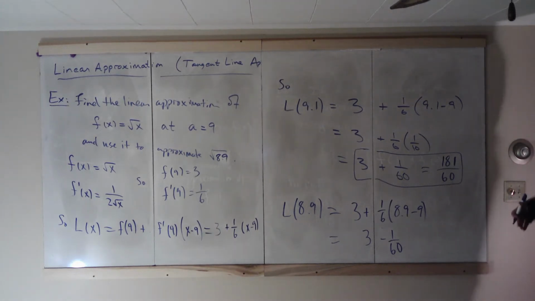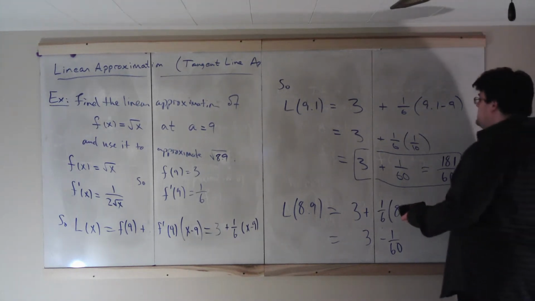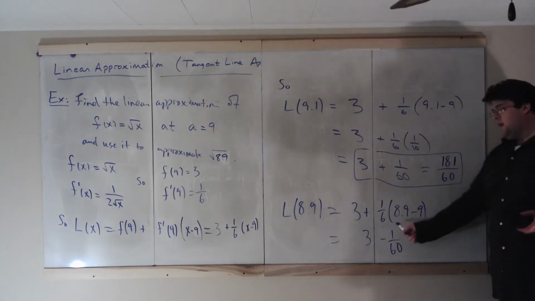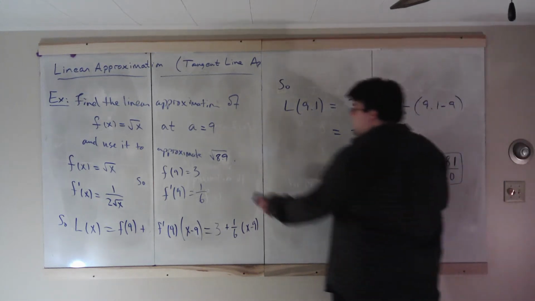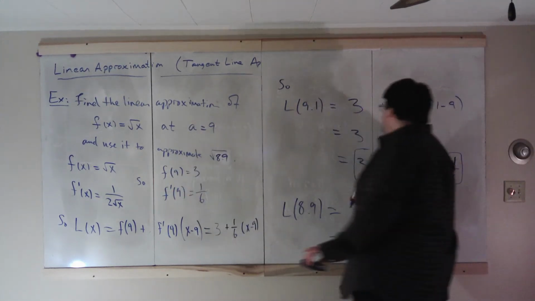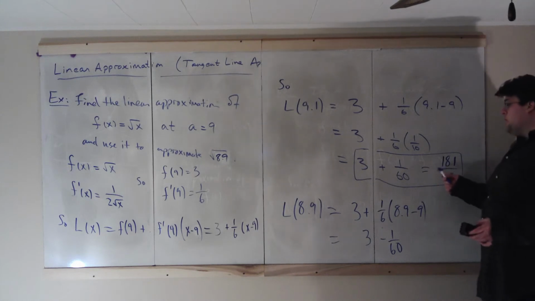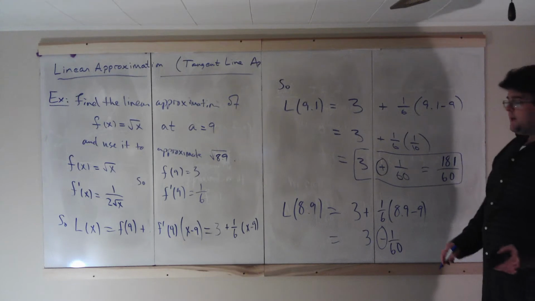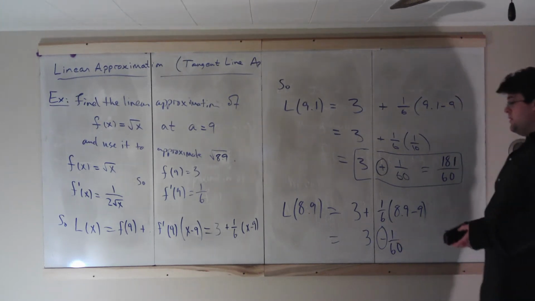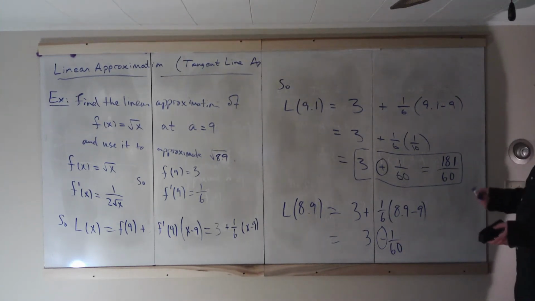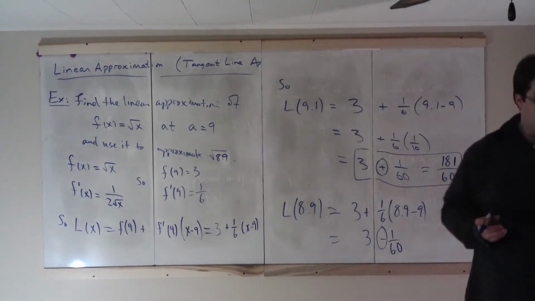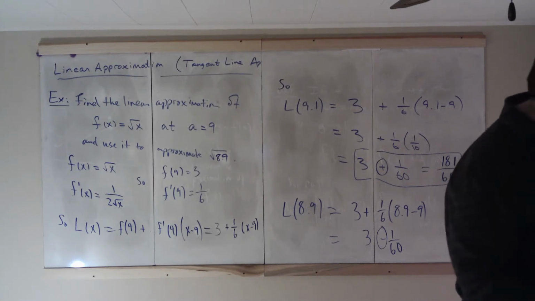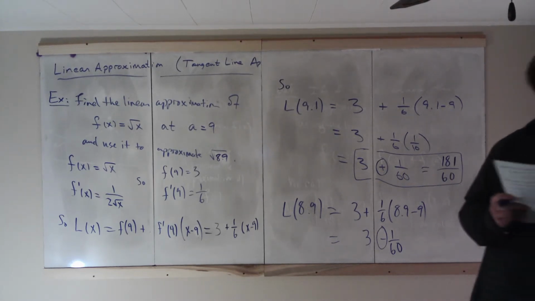So notice, built into this approximation is, in this x minus a term, a negative will show up if what we're looking at is to the left of what we know, and it'll remain positive if what we're looking at is to the right of what we know. So square root of 8.9 we would expect to be a little less than 3. Square root of 9.1 we would expect to be a little more than 3. And both hold true with this linear approximation.